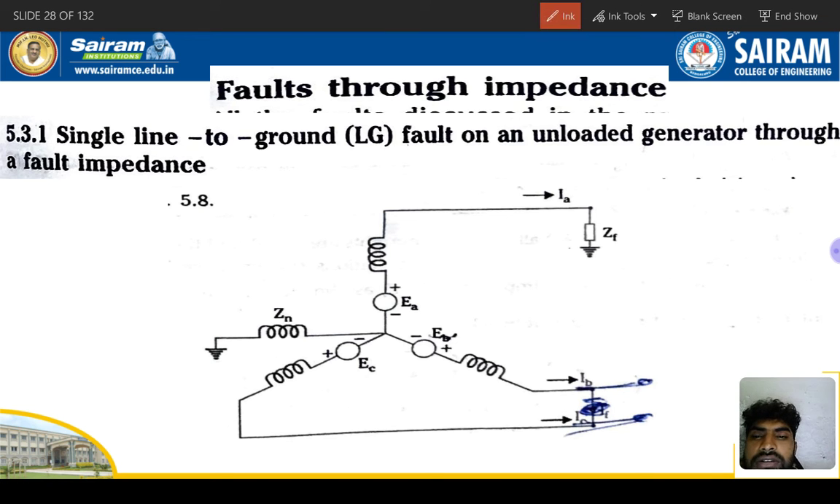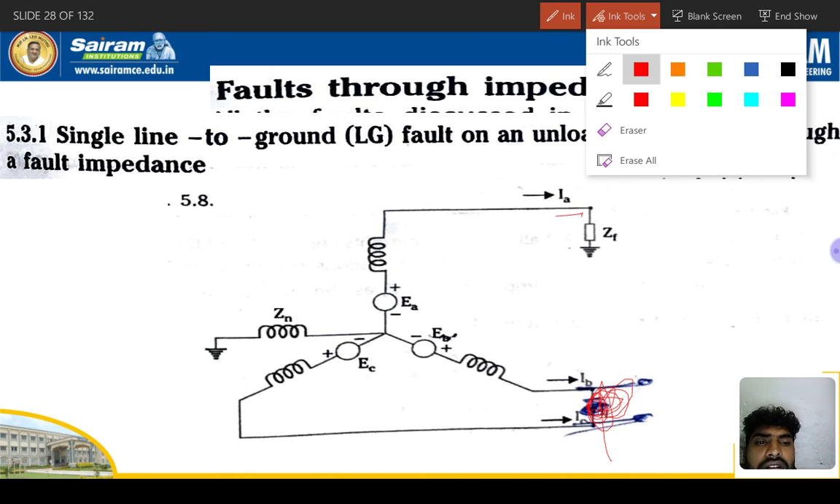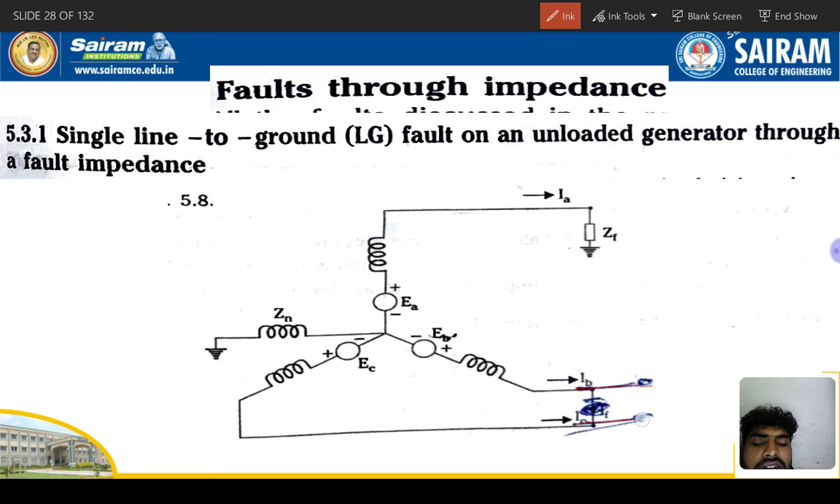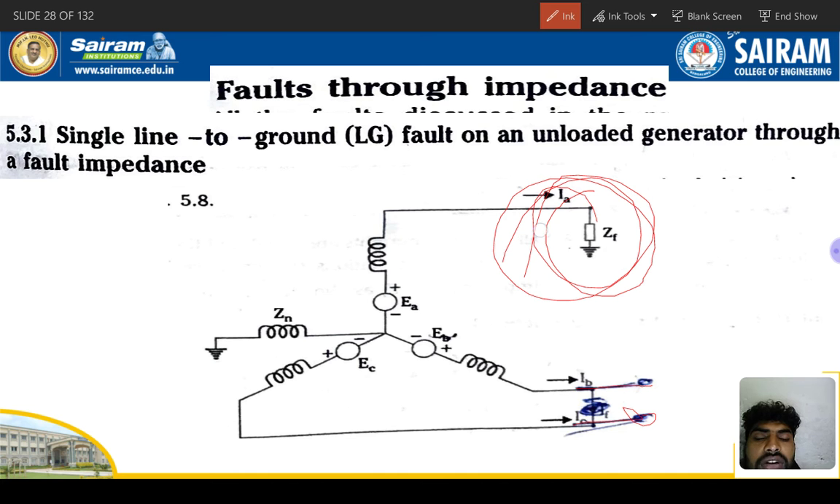Next, fault through impedances. A single line to ground fault on the unloaded generator through the fault impedance. See here, through the fault impedance, the impedance will be present here. Don't confuse, here nothing is there. IB and IC will be there, but here it is an LG fault, single line to ground fault on an unloaded generator. This one is an unloaded generator, because the impedance is present over here and then the fault occurs.